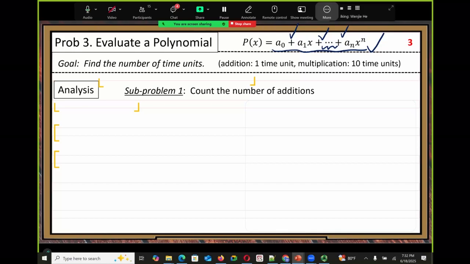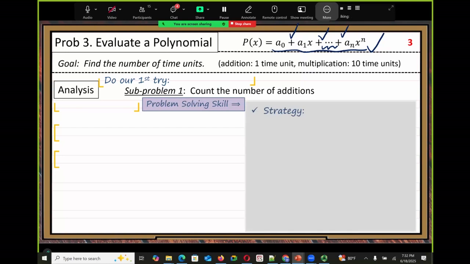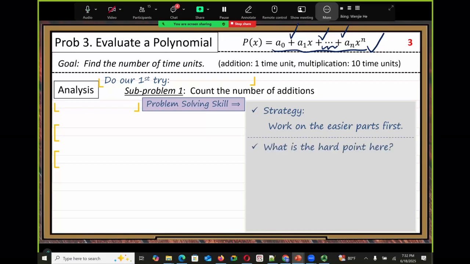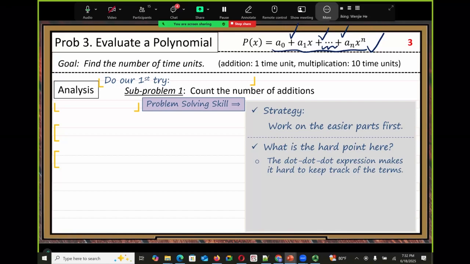Here I want to introduce a basic counting technique. So the strategy we want to use here: we work on easier parts first. So here, this dot expression. We want to overcome this problem. Keep track of all the plus signs.